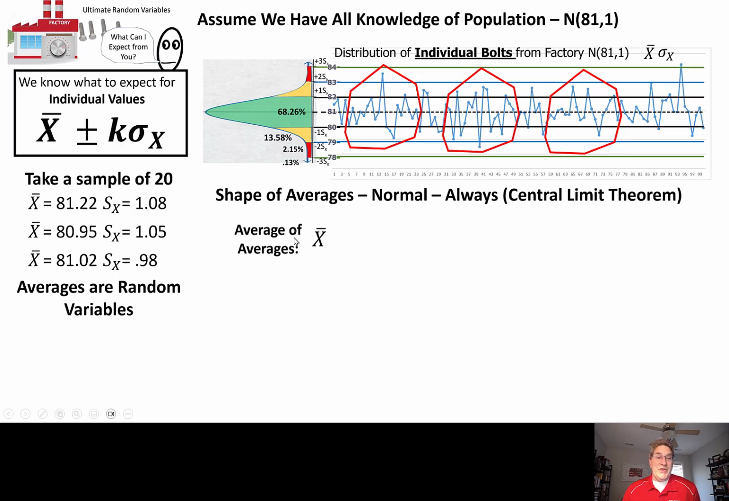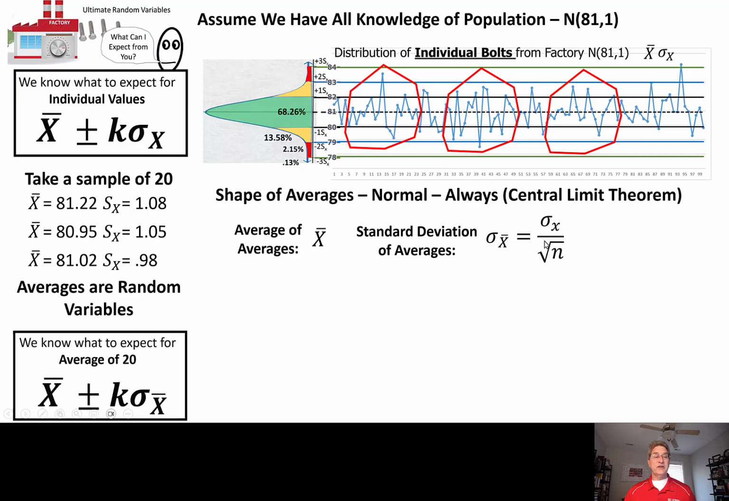Well, the average of them is the same average as our population. The standard deviation of the averages is the standard deviation of our population divided by the square root of how many samples we have. Shape, central tendency, spread. We know about the distribution of the averages. So we know what to expect for an average of 20. We can do x bar plus or minus k sigma of x bar, just like we did up here. In our case, 1 over square root of 20 is 0.223.